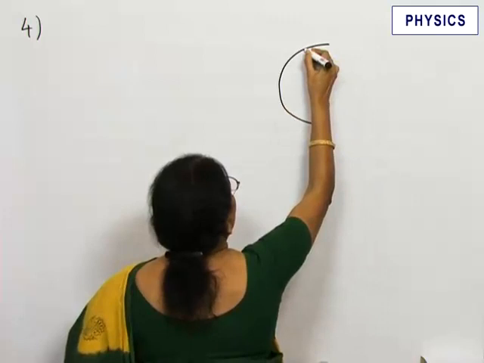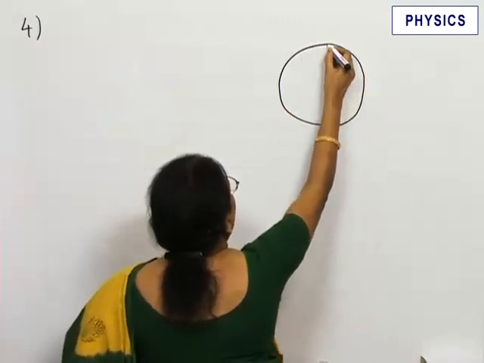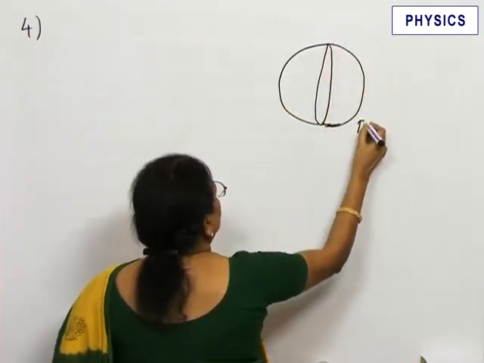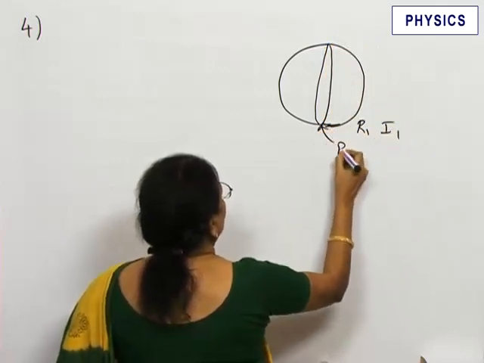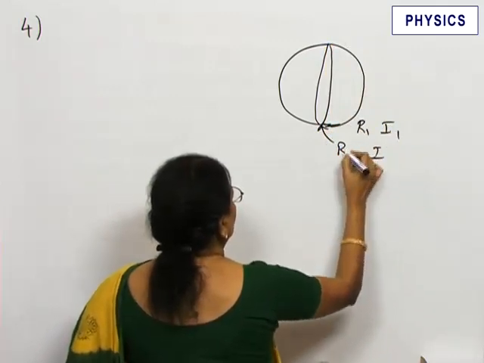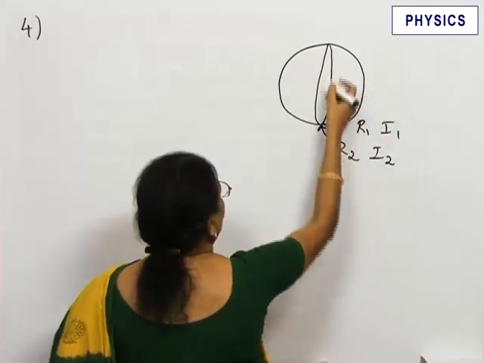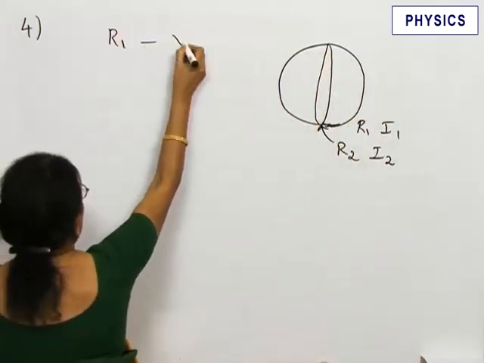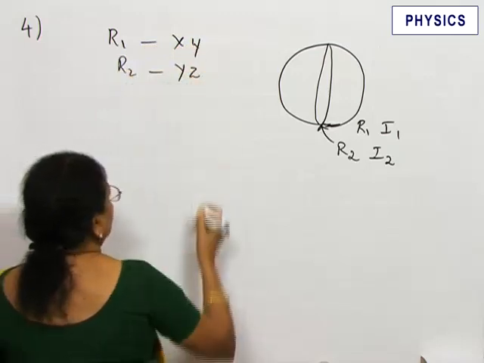So, this is ring 1, having radius R1 and carrying current I1. This is ring 2, having radius R2 and current I2. This is the XY plane and this is the YZ plane. So, ring 1 is in the XY plane and ring 2 is in the YZ plane.